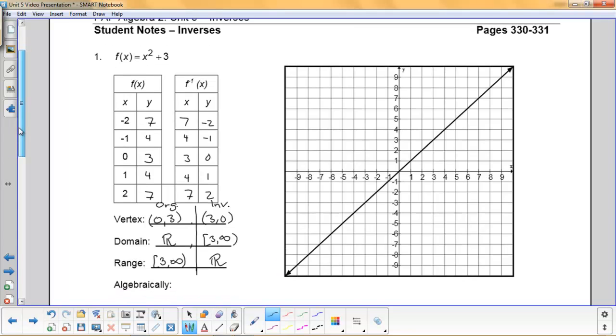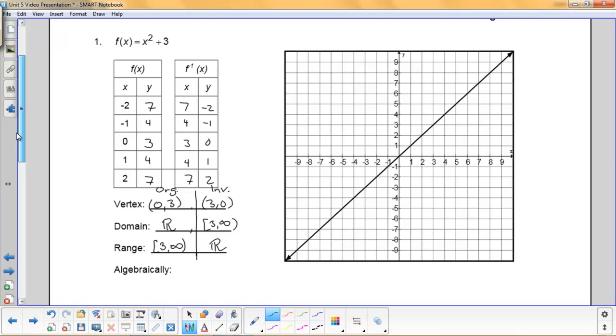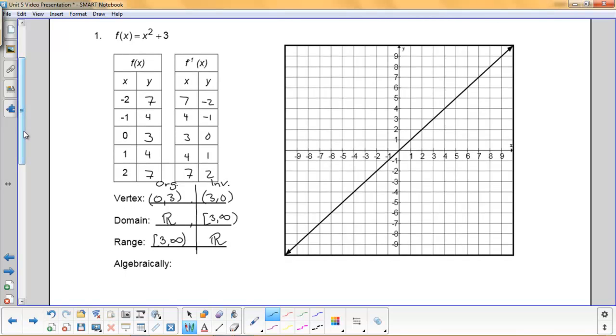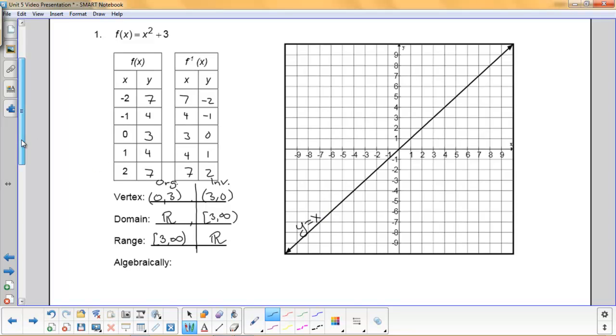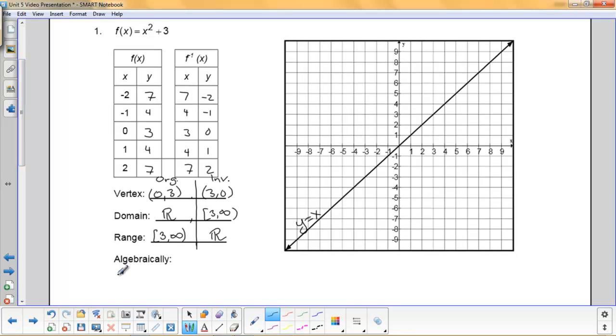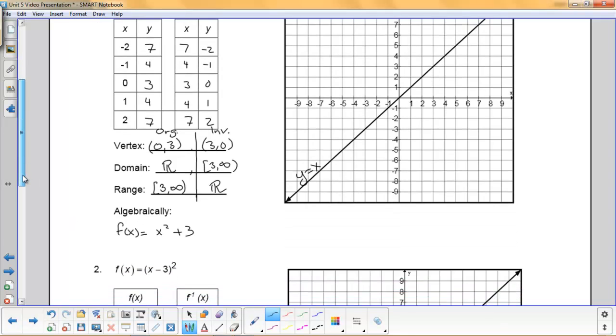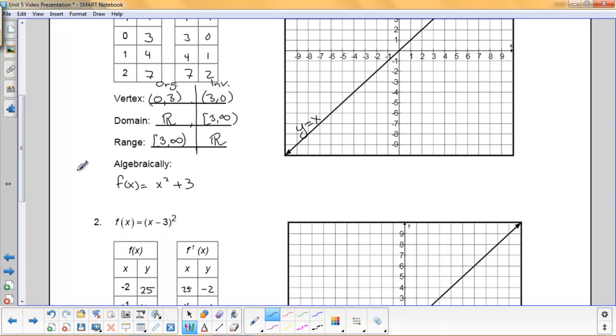Now what we're going to do is explore this algebraically so that you can see how inverses work. Incidentally, the line of symmetry is always the line y equals x. Please keep that in mind as you're doing these problems so that you recall it readily. So we begin with f(x) equals x squared plus 3. The next step is to switch my x and y, so I get x equals y squared plus 3.